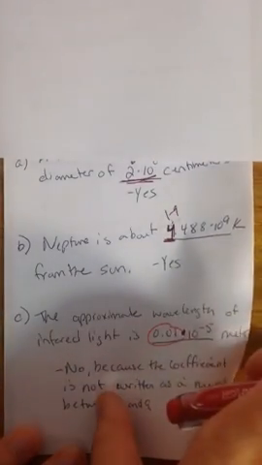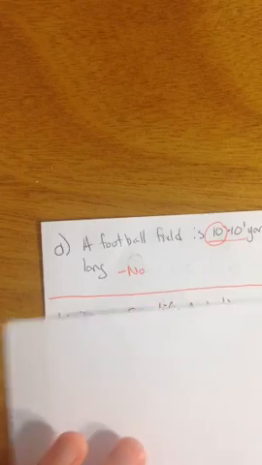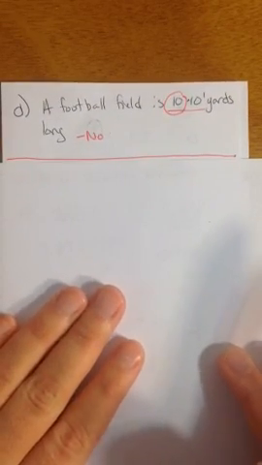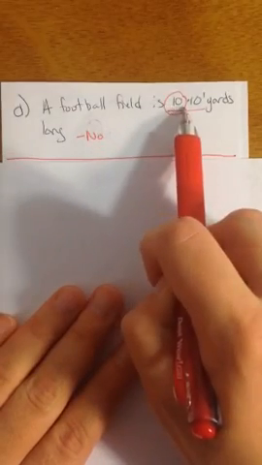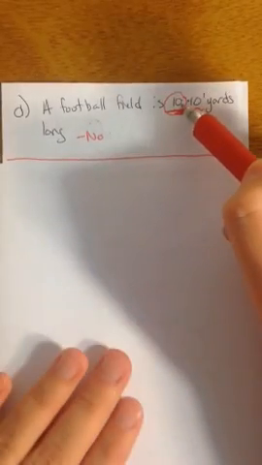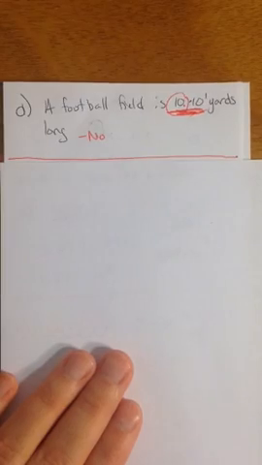Again, you should feel free to pause this video anytime I'm going a little fast. I don't have to write because I had it written previously, so that's why I can go a little faster. So the last one: a football field is 10 times 10 to the 1 yards long. And again, this number is not written in proper scientific notation because the number in front, the coefficient, is not a number between 1 and 9. 10 does not follow that.